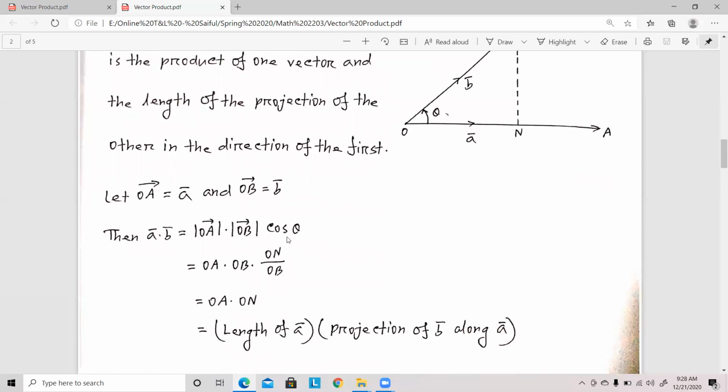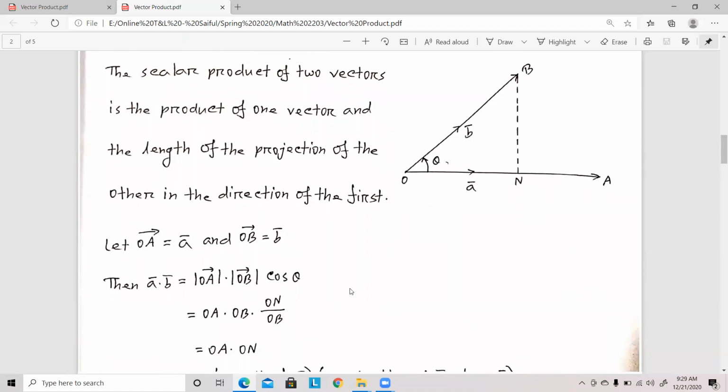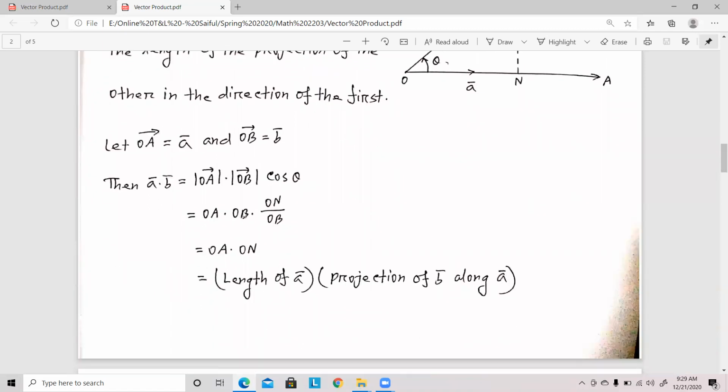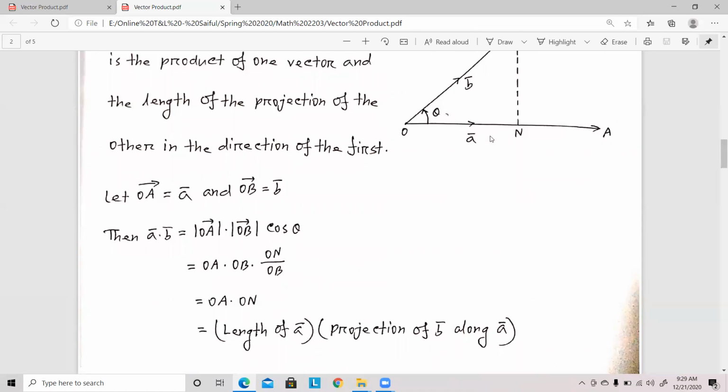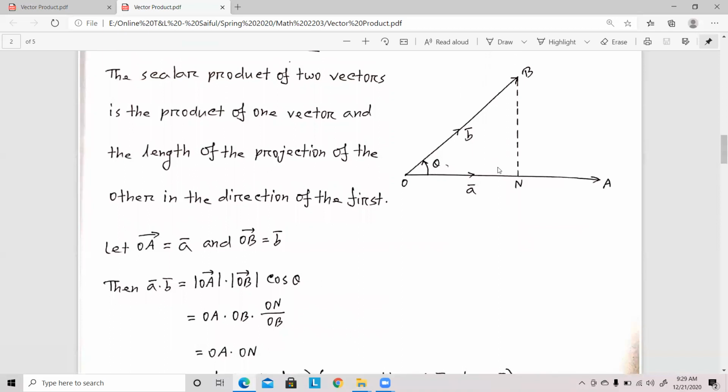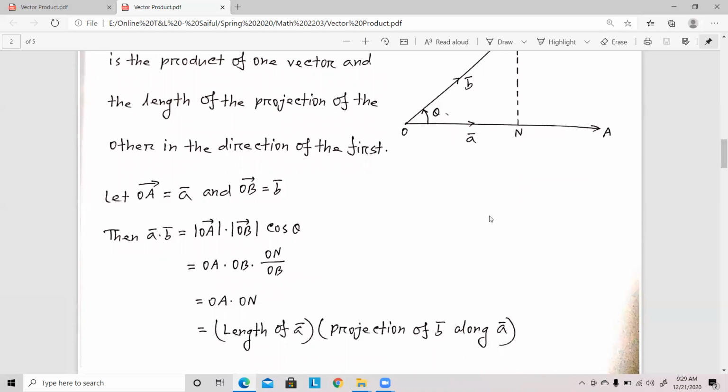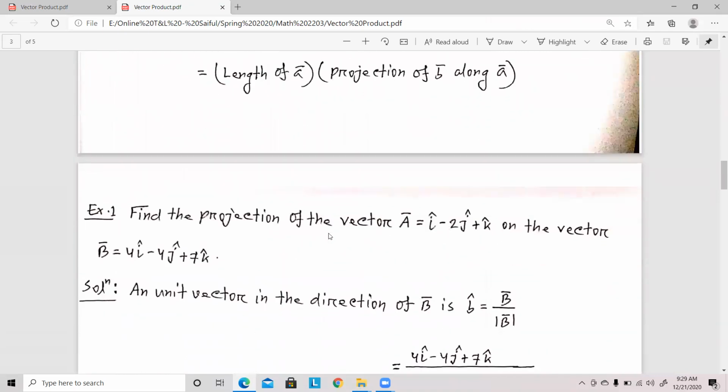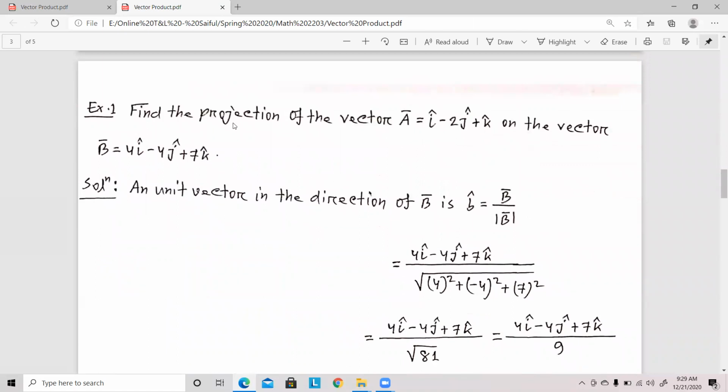And according to the rules of cos theta, we know cos theta equals base by hypotenuse. That means ON by OB. After simplification, OB cancels, we get OA into ON. OA is the length of the vector A, and ON is the projection of the vector B along the vector A. Here is an application: find the projection of the vector A on the vector B.